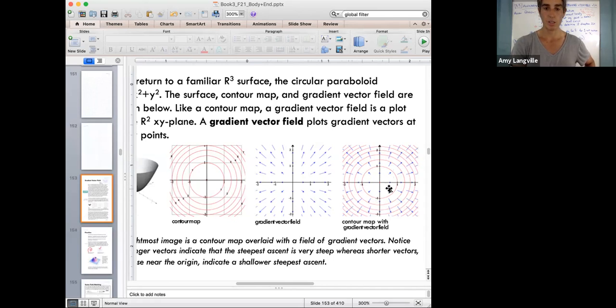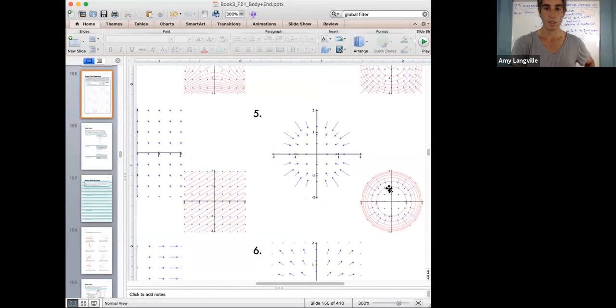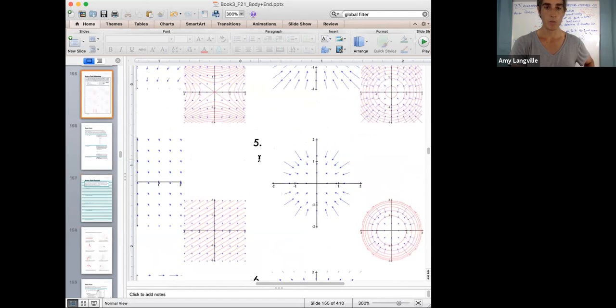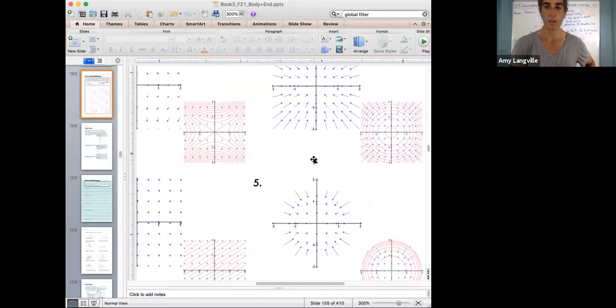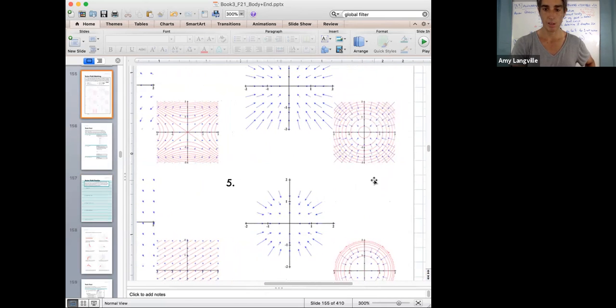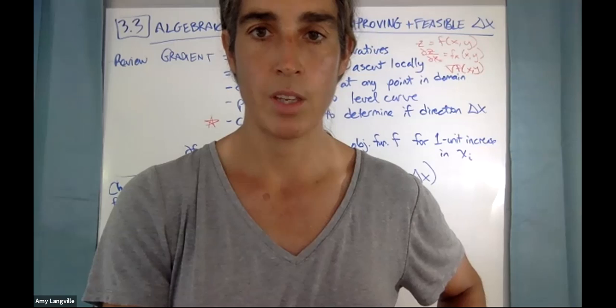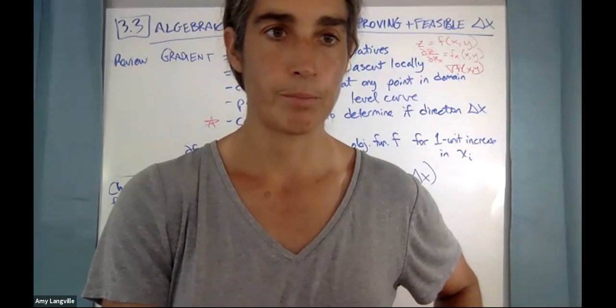And that has to be the case. And there are many more functions and gradient vector fields with the contour map. And again, always the blue ones will be perpendicular to the level curves. That has to happen, has to be the case, no matter what surface. Okay.